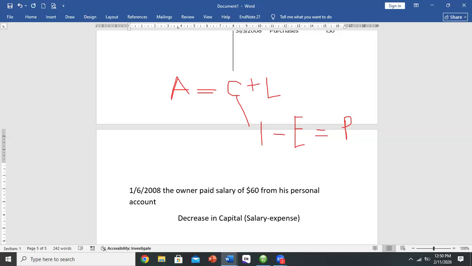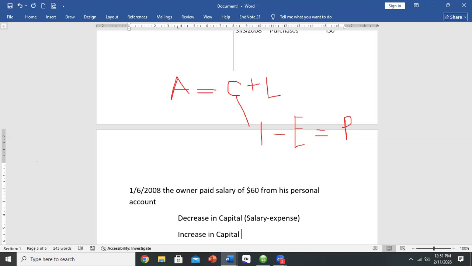And anytime the owner is giving something to the business or investing something in the business, we acknowledge what? Capital. So this will be an increase in capital. It's more or less like the owner investing money, and this money has been used to pay salary. That is what this transaction means. So the effect will be decrease in capital, which is the salary expense, and also what? Increase in capital. It sounds weird, but technically that is it.